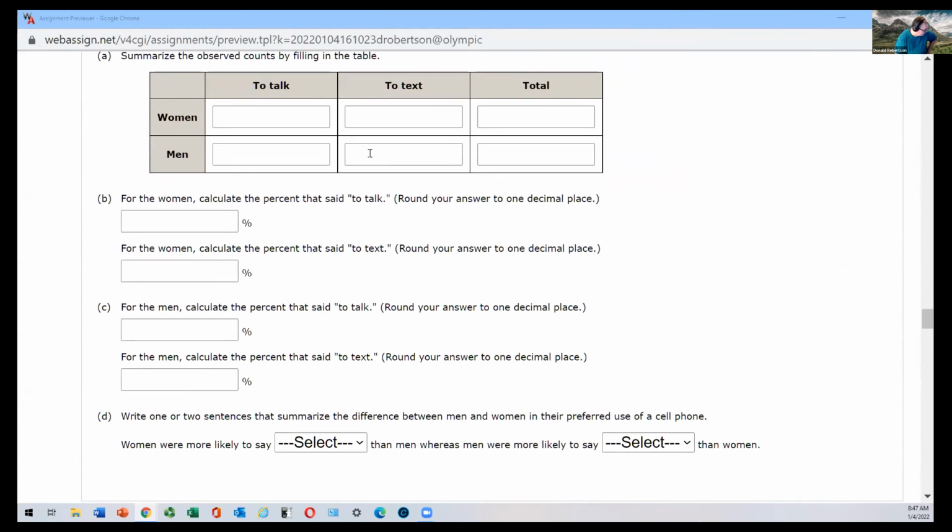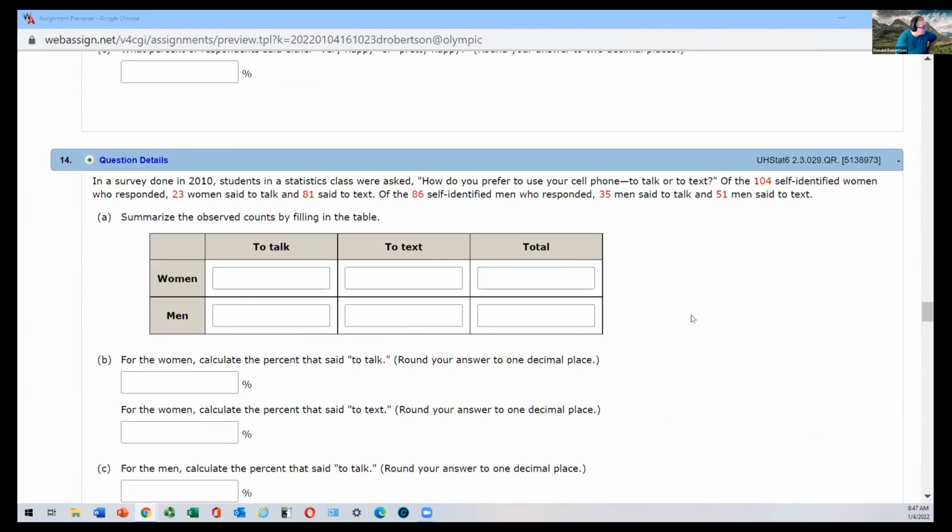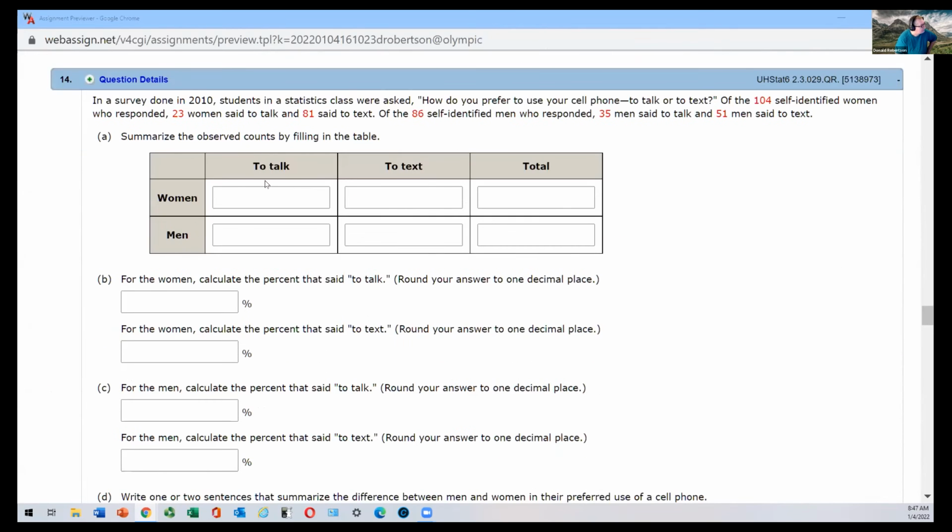Now, here we have a table where it's a little bit more detailed, because what we have is men and women, and we asked these questions. So in a survey of students, done, I should say, in 2010, students in a statistics class were asked, how do you prefer to use your cell phone, to text or talk? So you got to pick one or the other.